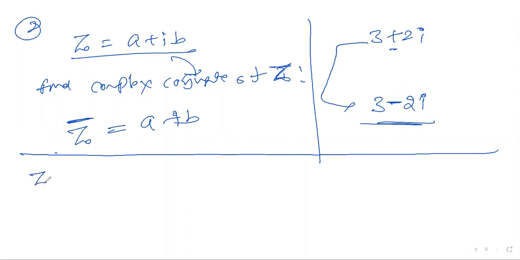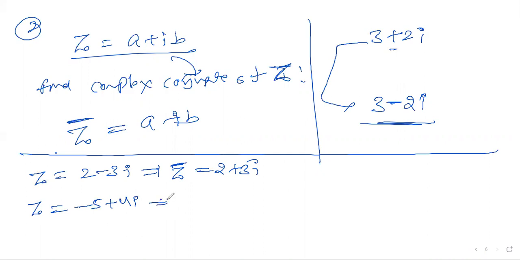If you want one more question, Z is equal to 2 minus 3i. The complex conjugate Z bar is equal to 2 plus 3i. Clear? One more question. Z is equal to minus 5 plus 4i. The complex conjugate is, what can I write? Tell me the answer. Z bar is equal to minus 5 minus 4i. You should not change the real value. Only you should be concentrating on the imaginary part.